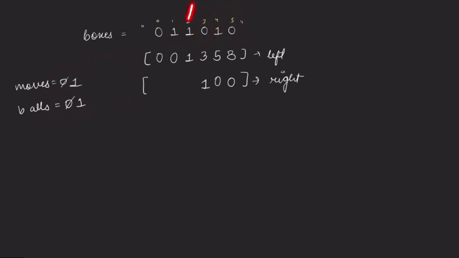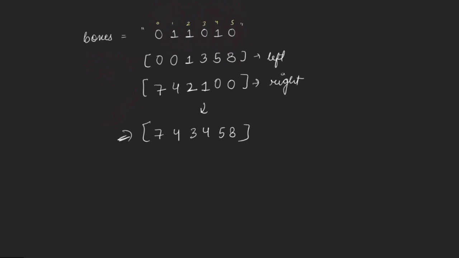Then we'll come here. Now it will be 1 plus 1, that is 2, right? So number of moves will be overwritten by 2, and since this is a ball, the number of balls will also become 2. Then we'll come here. So this will become 2 plus 2, that is 4. The moves that we did was 4, and the balls will be increased by 1, so it will become 3. Then when we'll come here, it will be 4 plus 3, that is 7, and then we are done, right? Now you can simply add these two, so it will be 7, 4, 3, 4, 5, and 8. This is our answer, right?